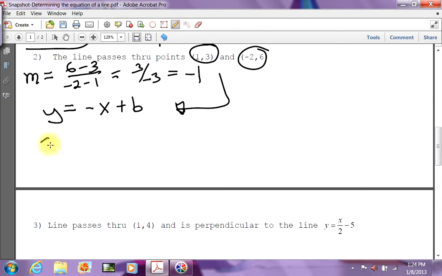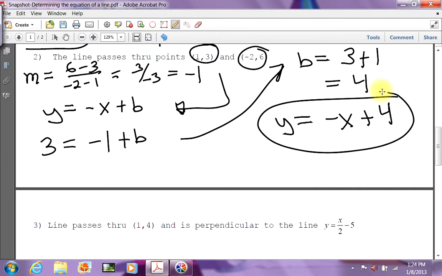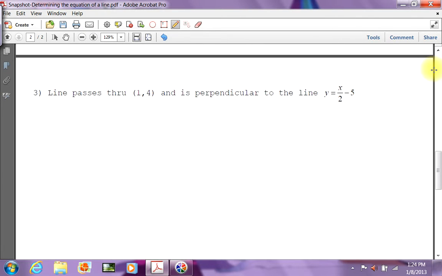Again, it doesn't matter which one. y is equal to 3 and x is equal to 1. Once again, I have an equation that I can solve for b. Solving for b, I get b is equal to 3 plus 1, which is 4. And so the actual equation that I'm looking for is y is equal to -x plus 4. And there's the answer. So move on to number 3.